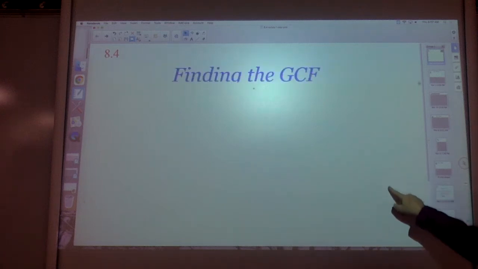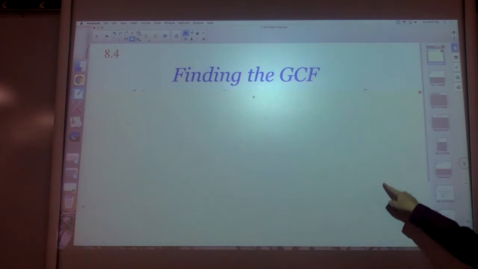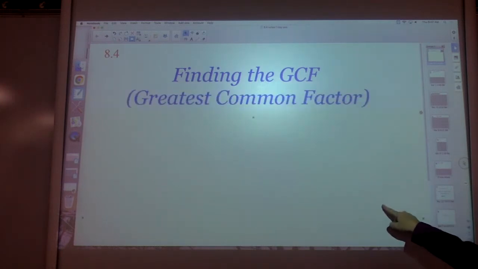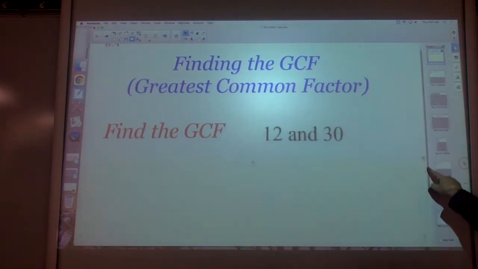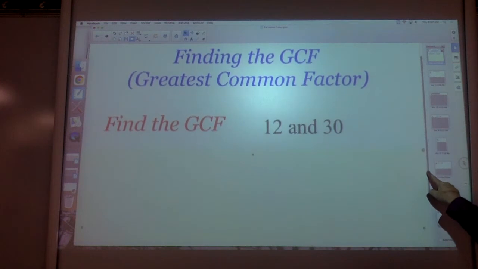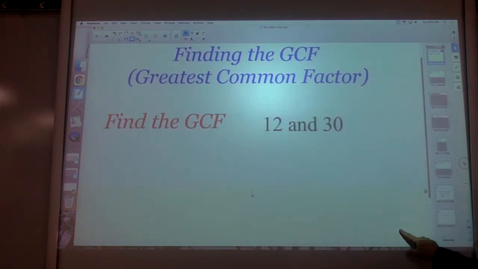In section 8.4, we're going to be finding the GCF, which is the greatest common factor. At least this is the way we're going to start. This isn't the entire assignment because this is back in the day. Find the greatest common factor of 12 and 30.